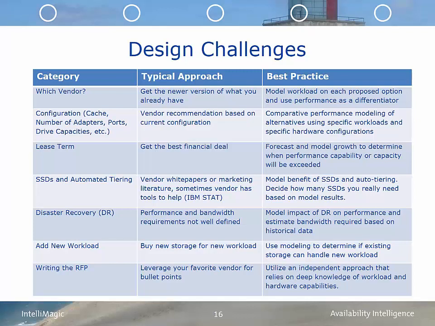And lastly, when you're writing an RFP, you can leverage your favorite vendor bullet points, or you could utilize an independent approach that relies on deep knowledge of workload and hardware capabilities.